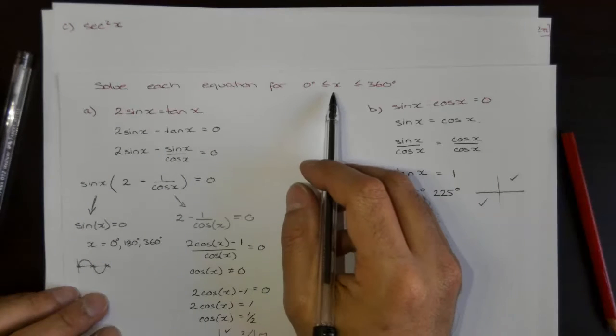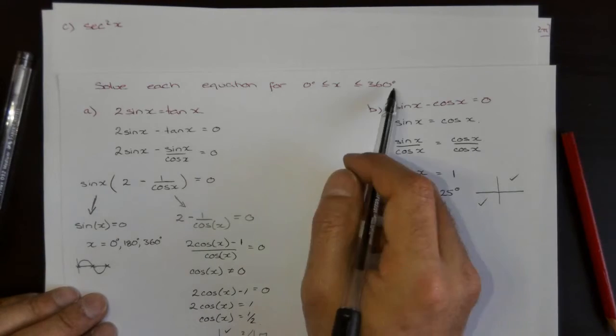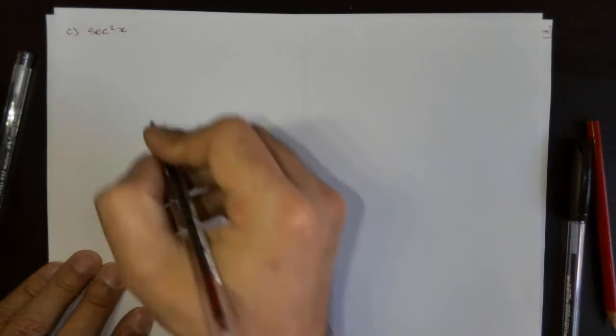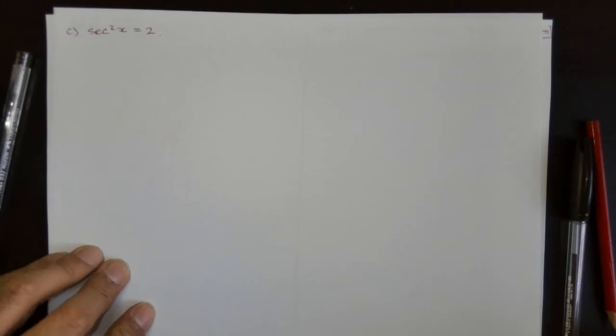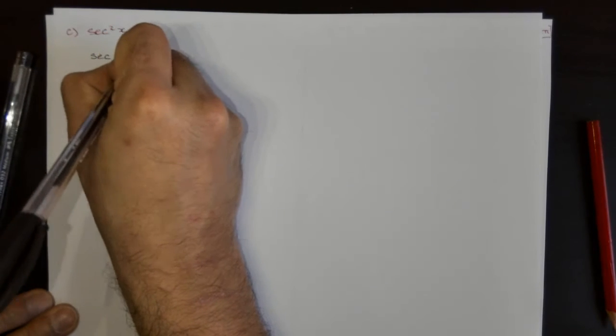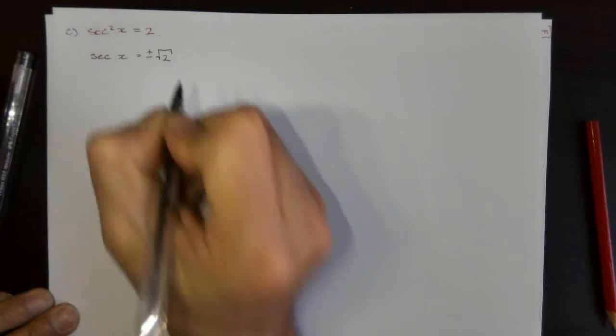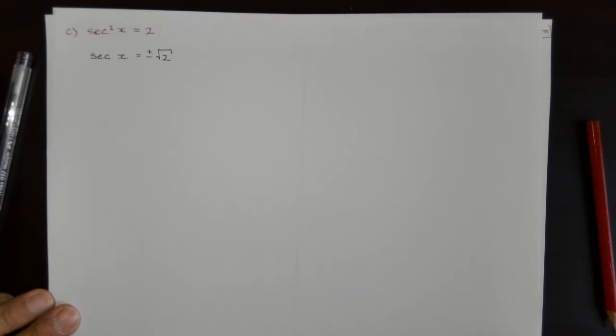So continuing on with the same questions, we've got solving each equation for x greater than 0 but less than 360. We're going to solve for sec squared theta, and we need that to equal something. So let's say that equals 2. Okay. So sec theta, to unsquare something, we take the square root, and so it's going to be plus or minus the square root of 2.